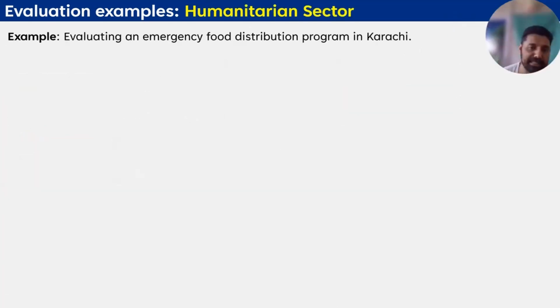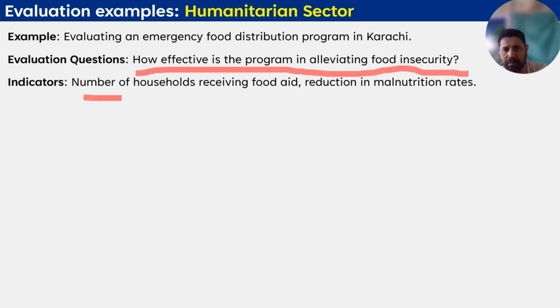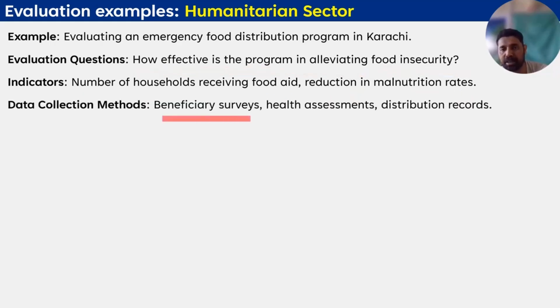And humanitarian sector, emergencies, evaluating an emergency food distribution program in any area, Karachi or any other area. So here your evaluation question would be, how effective is the program in alleviating the food insecurity? Number of households that received food aid, reduction in malnutrition rates. These would be your key indicators. Data collection: beneficiary surveys, health assessment, distribution record.